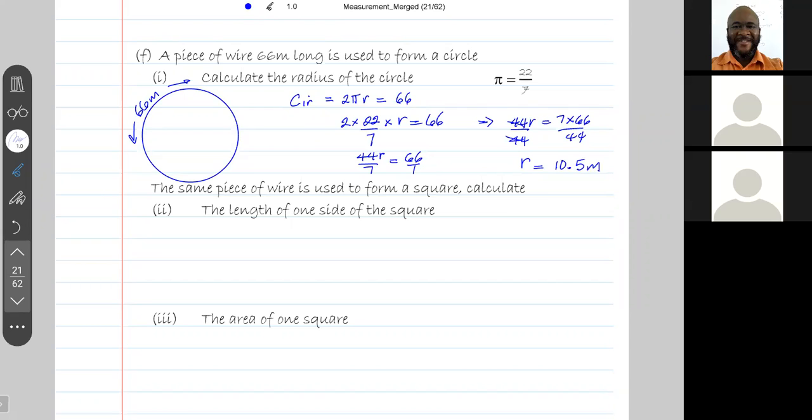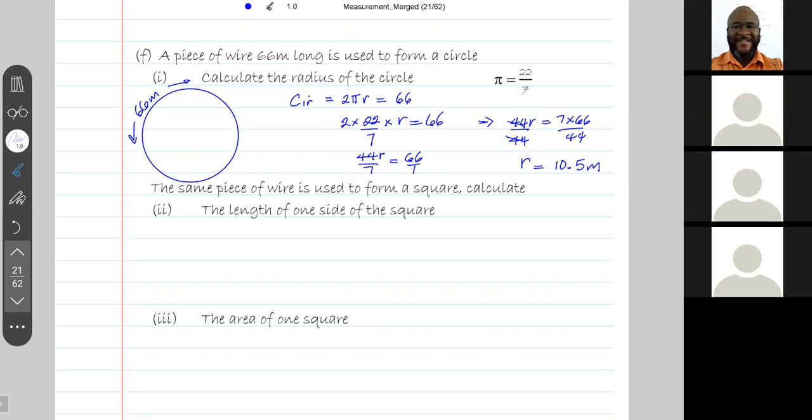Now, guys, the same piece of wire. What is the length of the wire, guys? The same piece of wire is used to form a square. What is the length of the wire? Help me know. 66 meters. So the same piece of wire now is used to form a square.